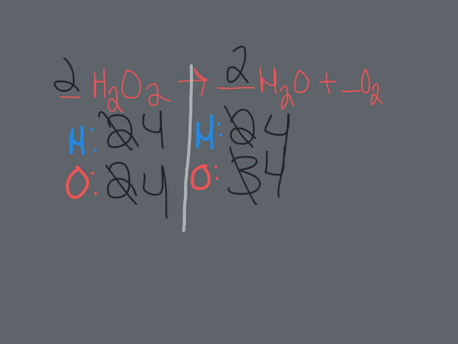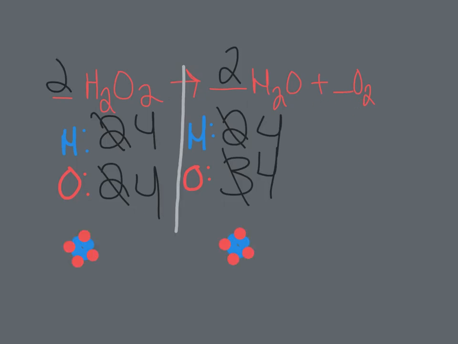So you get 2H2O2 and then 2H2O O2. The drawing for this would be 4 oxygens and 4 hydrogens. And over here is the same thing because we balanced the equation.